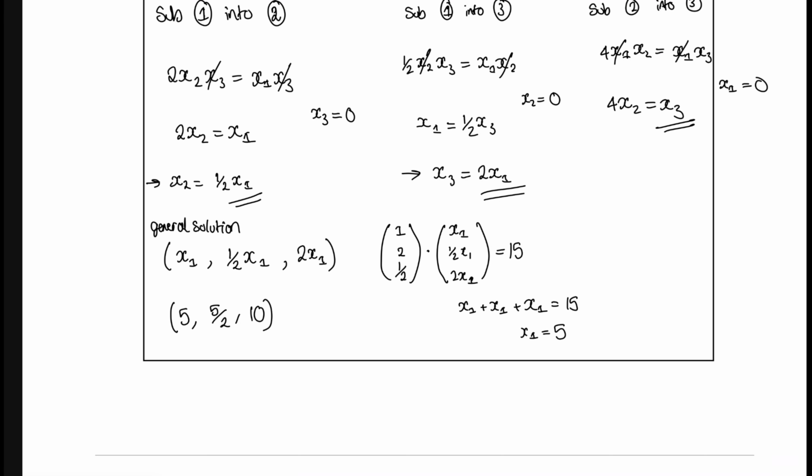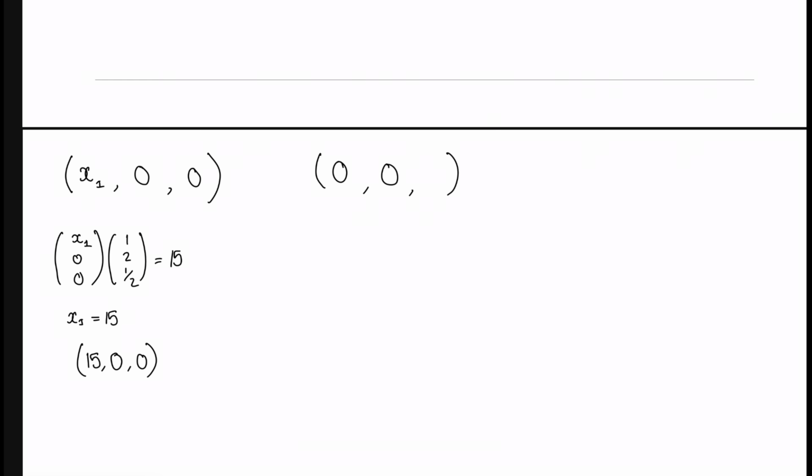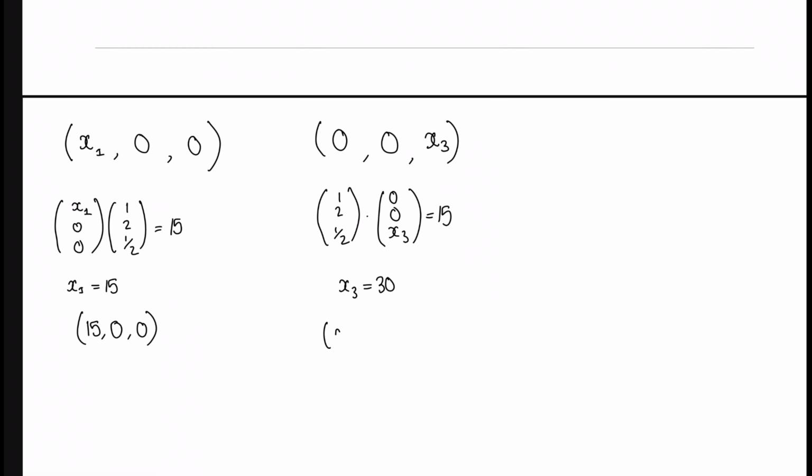If we now use x2 is equal to 0, if we look at this equation, when x2 is equal to 0, x1 must also equal 0. So we're left behind with 0, 0, and then x3. Substituting this into our constraint, we get that x3 must be equal to 30. So another solution is 0, 0, 30.